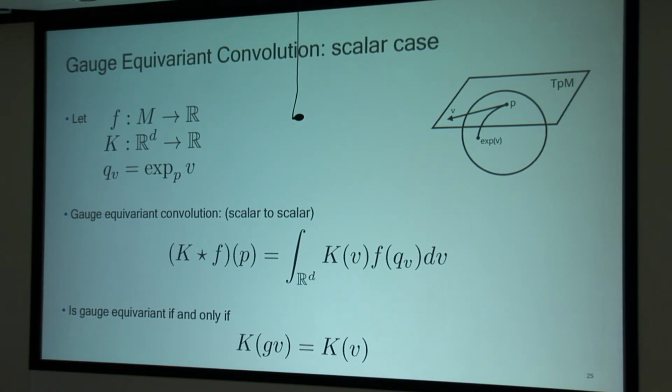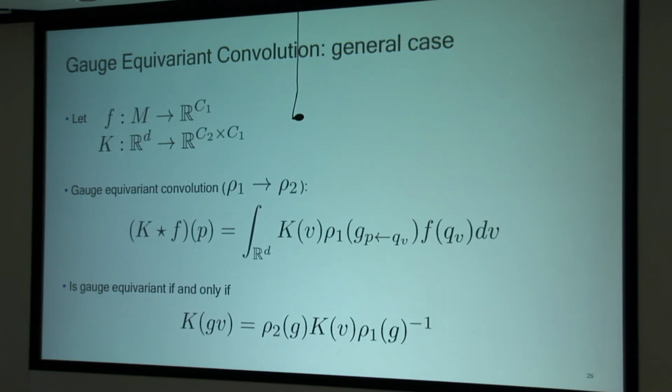Well, that's very limited, so you can generalize this. Now we have a field f that's locally described as a function from the manifold to R^C1, where C1 is the number of input channels. So at each point we have this vector. And now our kernel, we model as a function from R^d, or the tangent space, into R^(C2 times C1), where C2 is the number of output channels and C1 is the number of input channels.